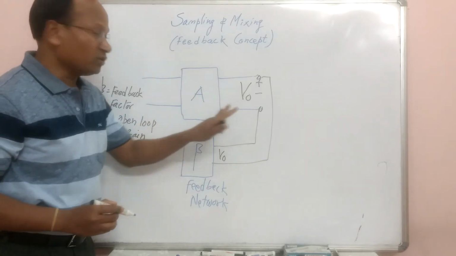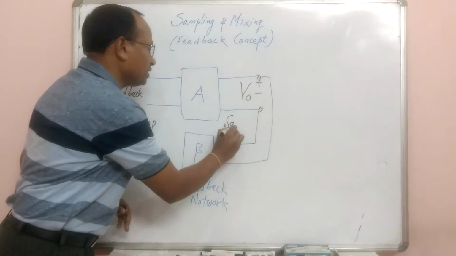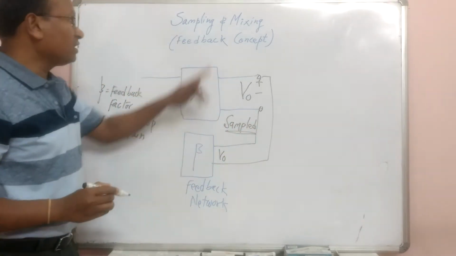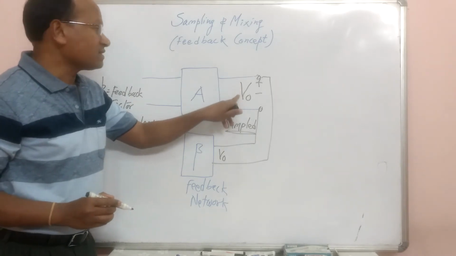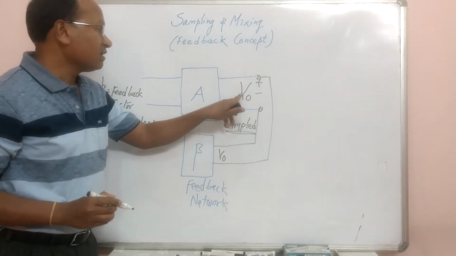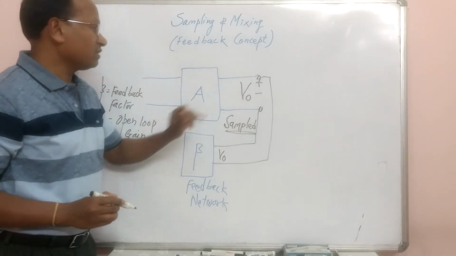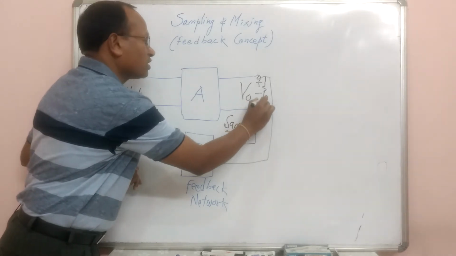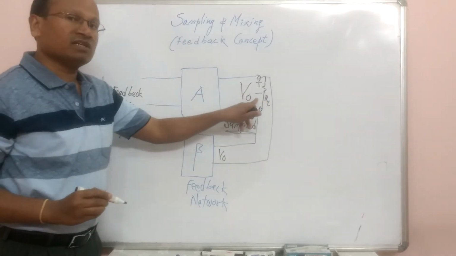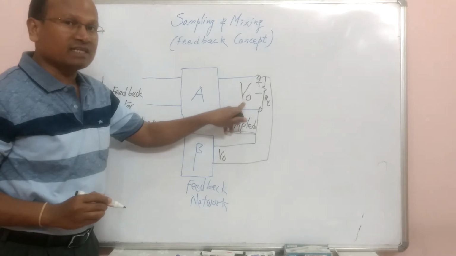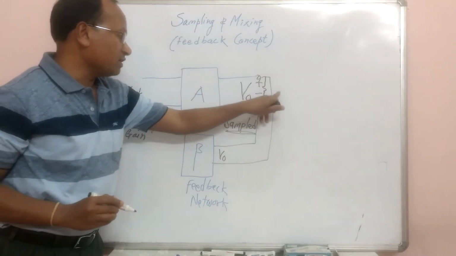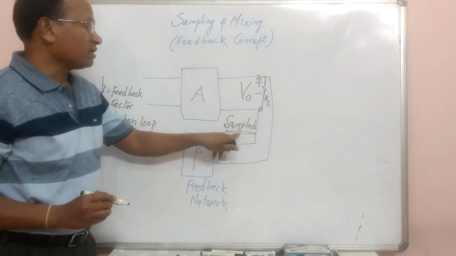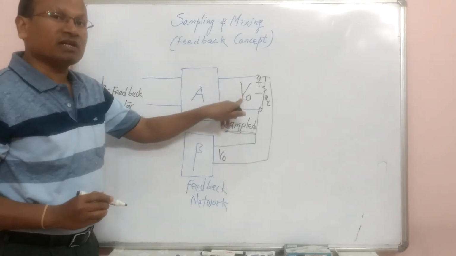So what is sampled here? What is sampled is voltage. So what type of sampling is it? This is voltage sampling. Of course, there is a load resistance RL across which the output voltage V0 is developed, and thus V0 is being sent to the feedback network. This type of sampling is called voltage sampling.